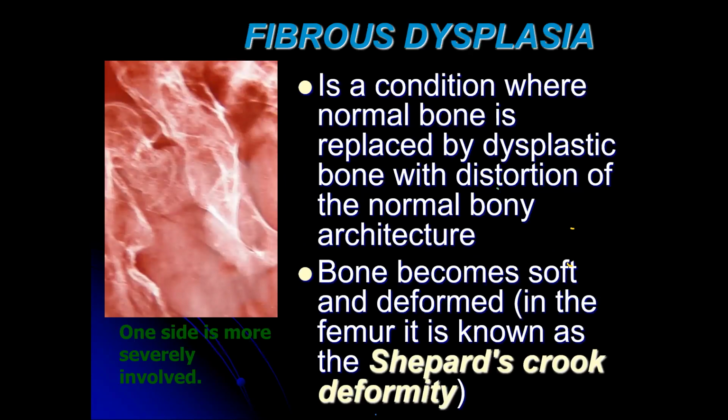Fibrous dysplasia is a condition. I'm going to go very quick these last few because I want to finish by 7:30. It is a condition where bone is replaced by dysplastic bone with distortion of the normal bony architecture. Bone becomes soft, deformed, and as a result, they begin to have what is known to be a shepherd's crook deformity.